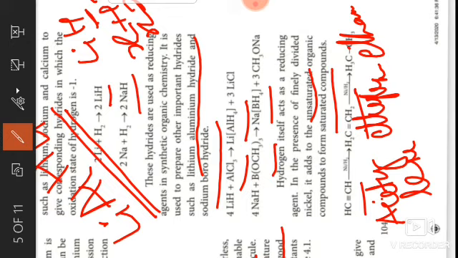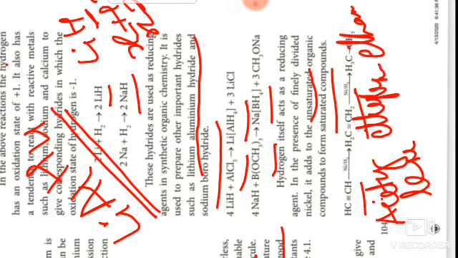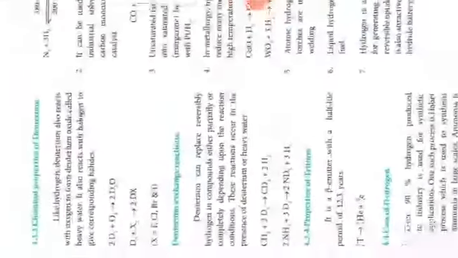Okay, so these are the chemical properties of hydrogen. Next we are going to see what the chemical properties of deuterium are. So this is the chemical properties of deuterium.